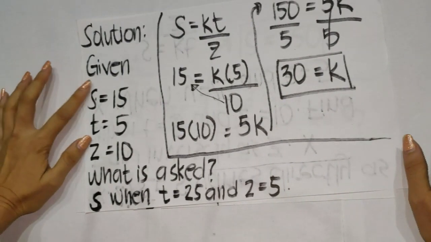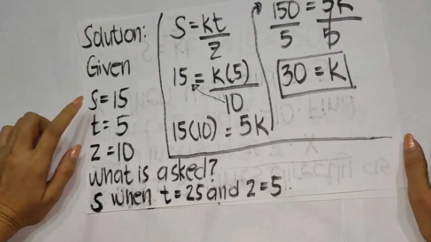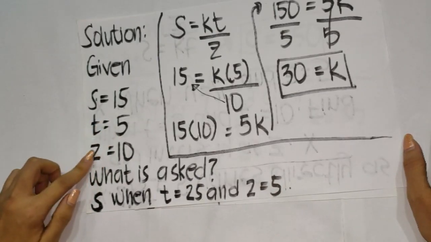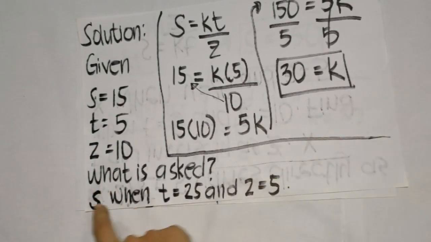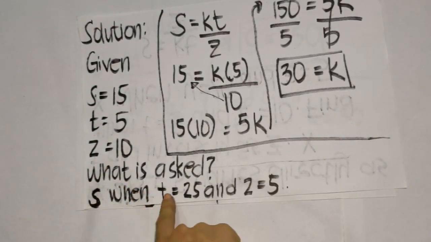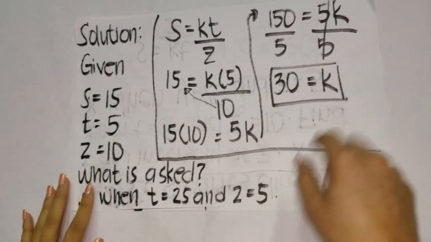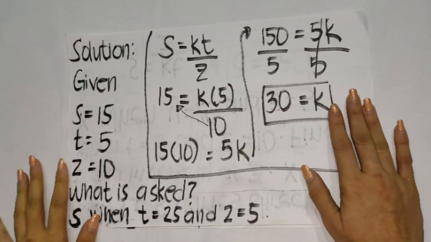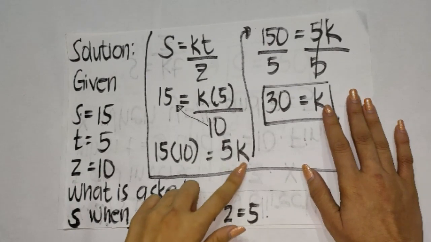First thing you need to do again is to write the given. So our S in the first given is equal to 15. Our T is equal to 5 and our Z is equal to 10. But what is S in our problem? What is the value of S when our T is equal to 25 and our Z is equal to 5? So, to get the answer, let's find first the constant of the variation or the letter K. Si K muna una nating isosolve.